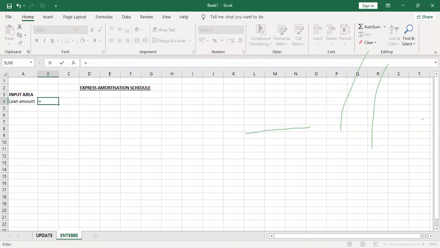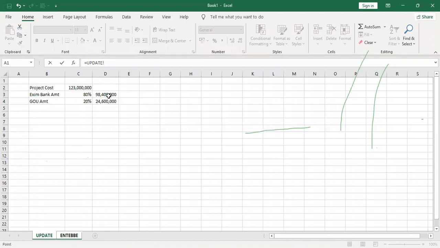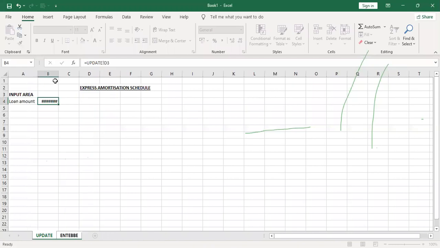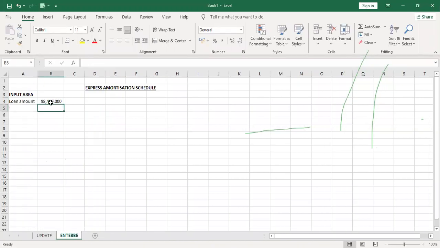At the bottom of your Excel worksheet, do you see the word update? Click on update. Now, do you see the 98,400,000? Click on it and press enter. Now, when you go back to the Entebbe worksheet, 98,400,000 has appeared. However, in the event that you cannot pick it from the other worksheet, just type it manually. No one will penalize you. They will know that you studied on Zoom. Good. So that is the loan amount.